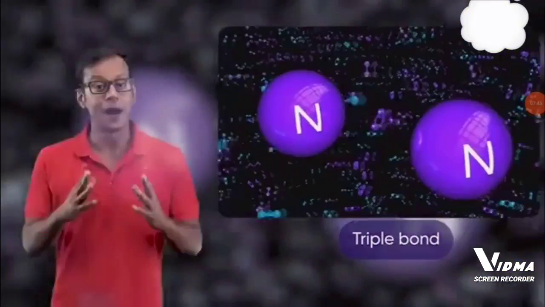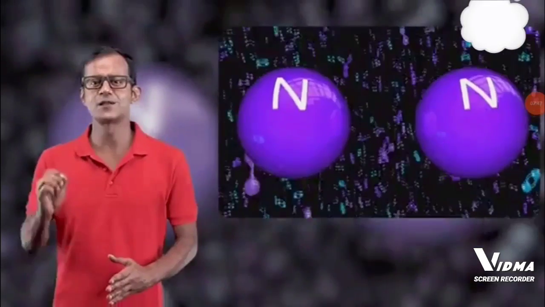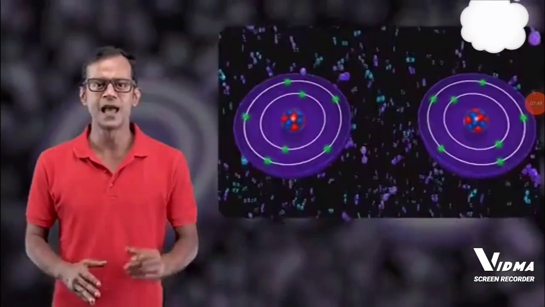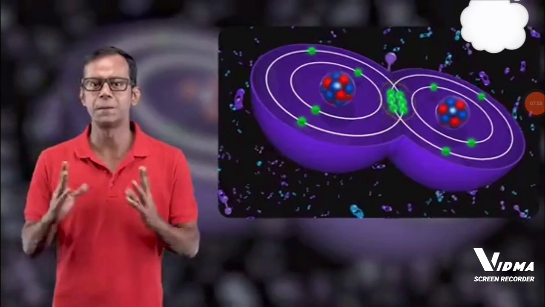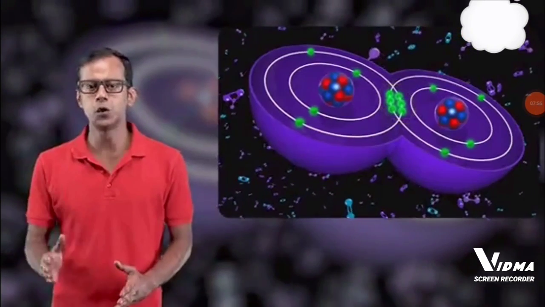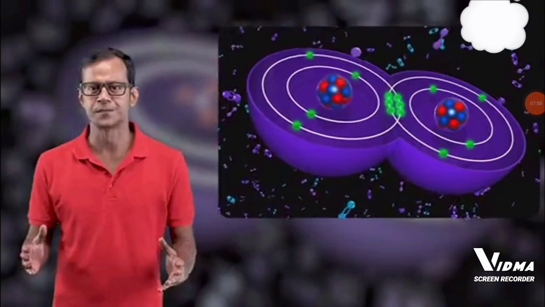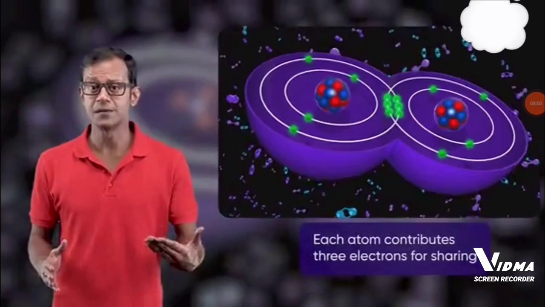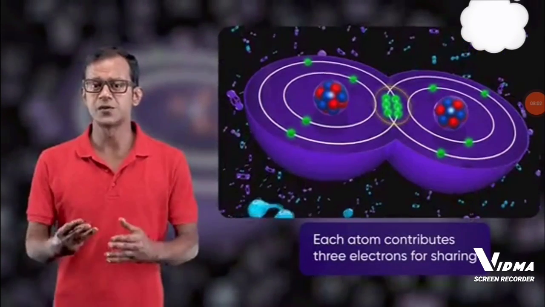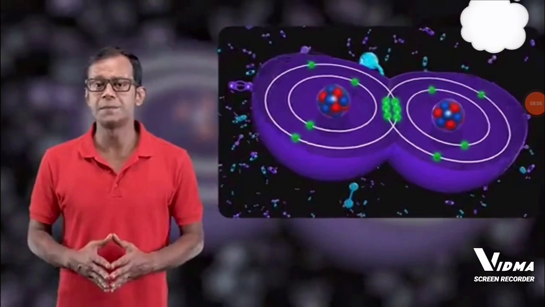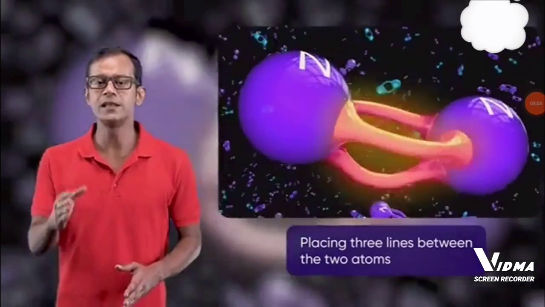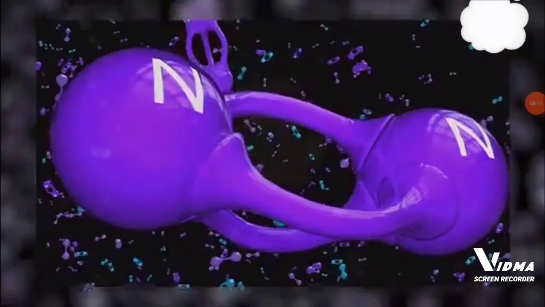Triple bond. A triple bond consists of three single bonds and is formed by sharing of three electron pairs between the two combining atoms. Here, each atom contributes three electrons for sharing. A triple bond is denoted by placing three lines between the two atoms.